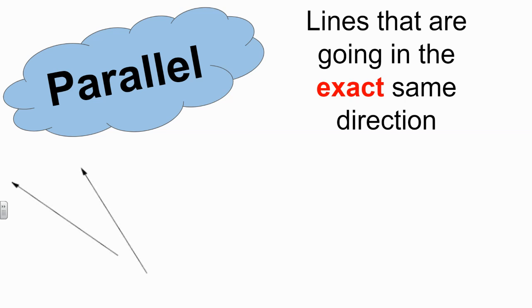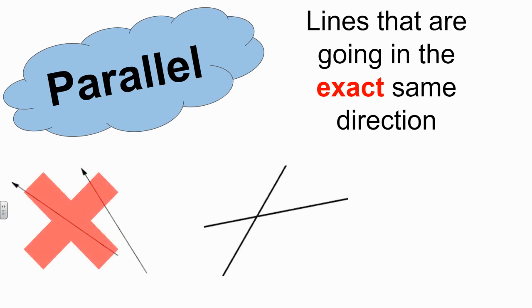So if you take a look at these two lines, they are both diagonal, but they're not the same diagonal. They are not going in the exact same direction. So these are not going to be parallel. You can see here, these two lines are definitely not going in the same direction, and parallel lines will never touch or intersect. And you can see these two do. And so these are definitely not parallel.